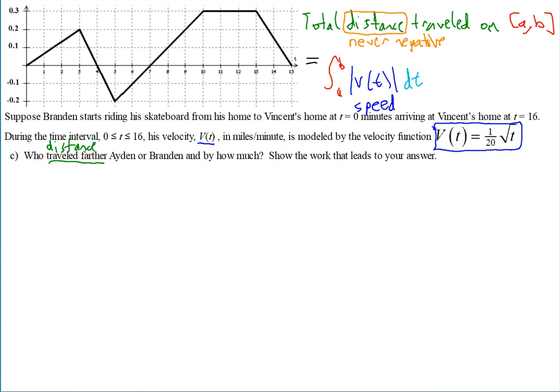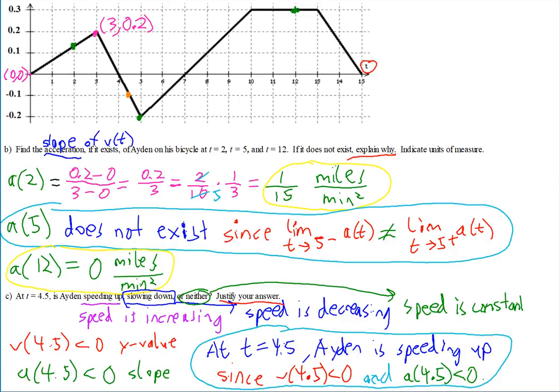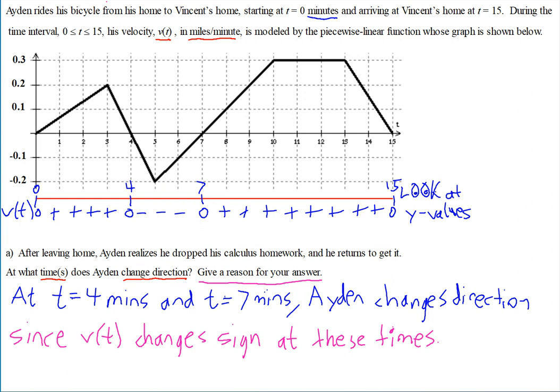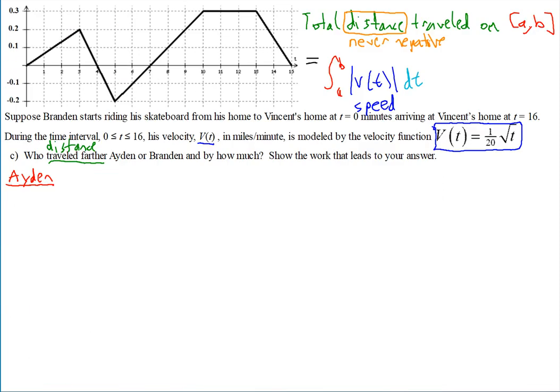So let's say we start with Aiden. Okay, so for Aiden, notice the distance he traveled, he went from 0 to 15. So that's the interval. So it'd be the integral from 0 to 15 of the absolute value of v of t dt. No, this is the lowercase v of t, not uppercase, because that was what the graph was called.